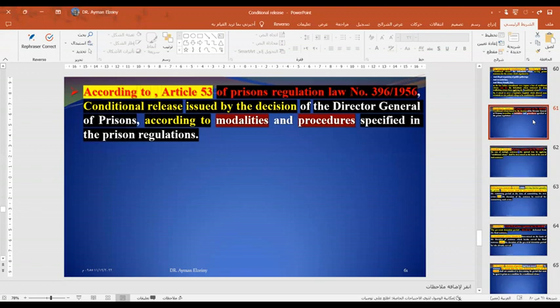The issuance itself is by decision of the Director General of Prisons, according to modalities and procedures specified in the prison regulation law.